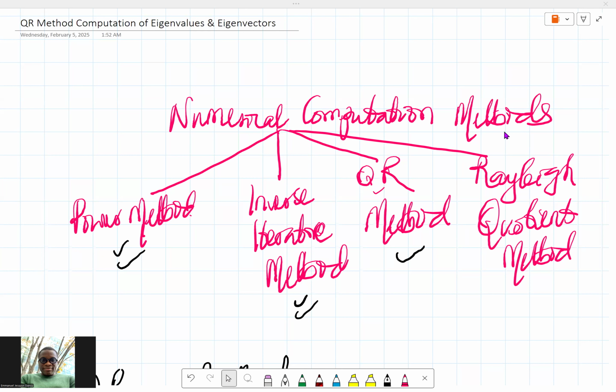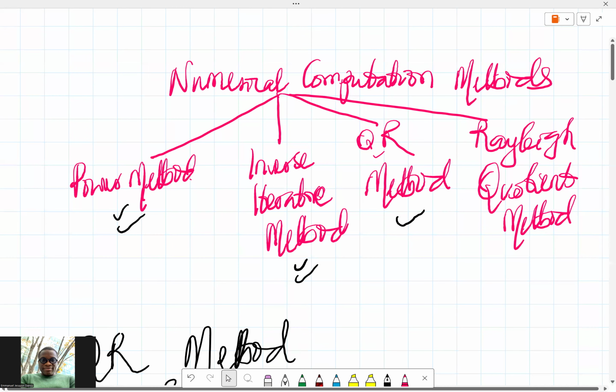In this video, I'll be talking about the QR computation of eigenvalues and eigenvectors. It is a very good example of a numerical computation method for eigenvalues and eigenvectors. Previously, we dealt with the power method. I have two videos on that, and I've also shown another method, which is the inverse iterative method. So in this video, our focus is going to be on the QR method. Then later, I'll be talking about the Rayleigh quotient method.